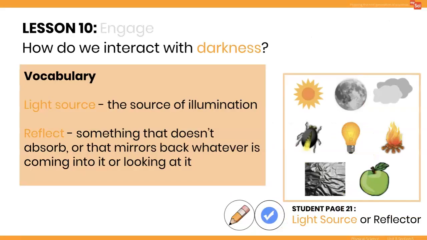In the engage portion of this lesson, you'll start off by explaining to students that you've learned a lot about sound, but now it's time to learn about light when we're thinking about putting on a show with light and sound. Students should turn to their student journal page, light source or reflector. Before starting the student journal page, take time to define what a light source is and what a reflector is. An object that is a light source is producing its own light. Objects that are reflectors have light bouncing off of them for us to see.